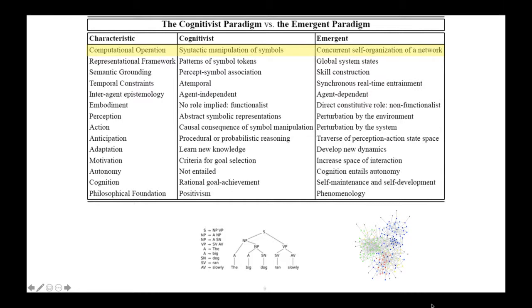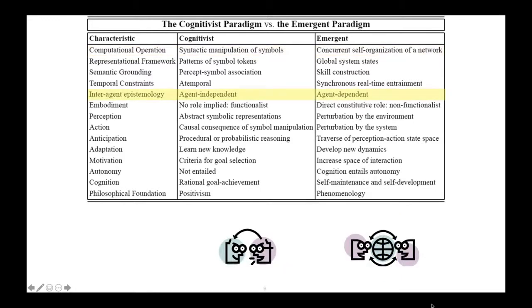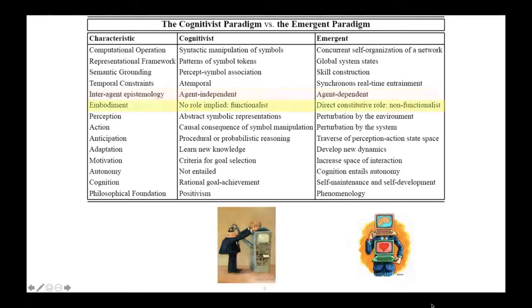So for example, with the cognitivist approaches in cognitive science, it's all about syntactic manipulation of symbols, whereas in the emergent, it's more about self-organization. In the cognitivist paradigm, the epistemology or knowledge is agent independent. It exists in the world and everyone has access to it. But in the emergent paradigm, your knowledge is agent dependent. It depends on you as a perceiver and as a cognitive agent in the world.